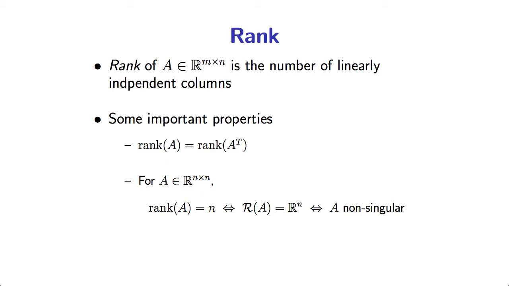And finally, for an n by n matrix A, the rank of A being equal to n is equivalent to, first of all, R(A) being the set of all vectors in Rn. So if the rank of A is n, then we can form any vector in Rn as a linear combination of the columns of A. And this is also equivalent to A being non-singular. It means we can find an inverse of A.